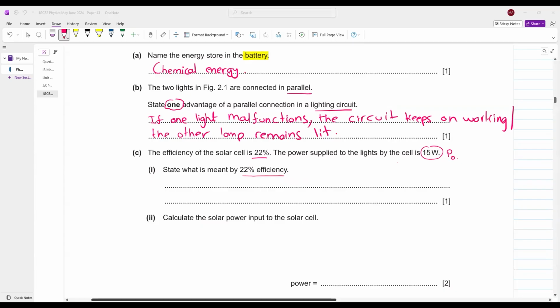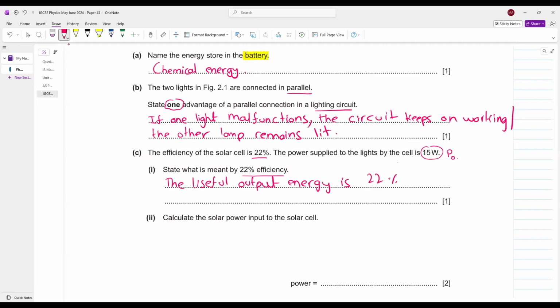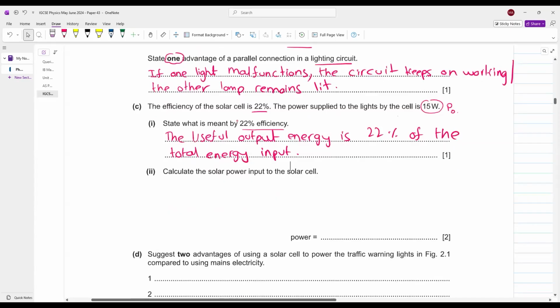अब हमने बताना है 22% efficiency का मतलब क्या है. So you can say that the total or the useful output energy is 22% of the total energy input. Easy peasy. Calculate the solar power input to the solar cell. You have to calculate the power input.